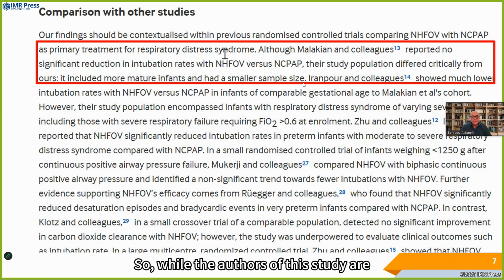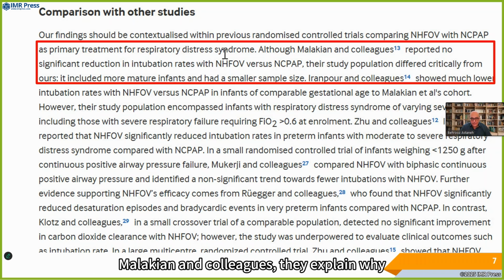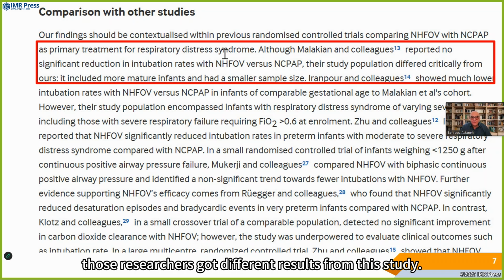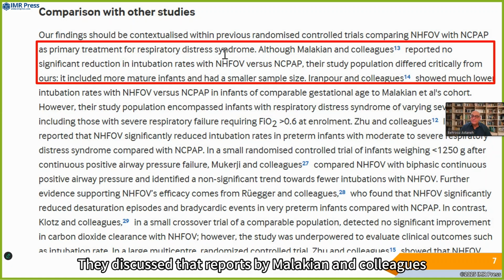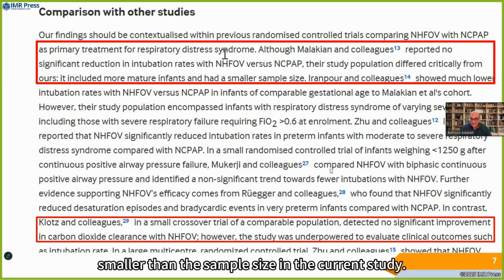So while the authors of this study are explaining different results available in the literature by Malakian and colleagues, they explain why those researchers got different results from this study. They discuss that the report by Malakian and colleagues included mature infants, and their sample size was smaller than the sample size in the current study.